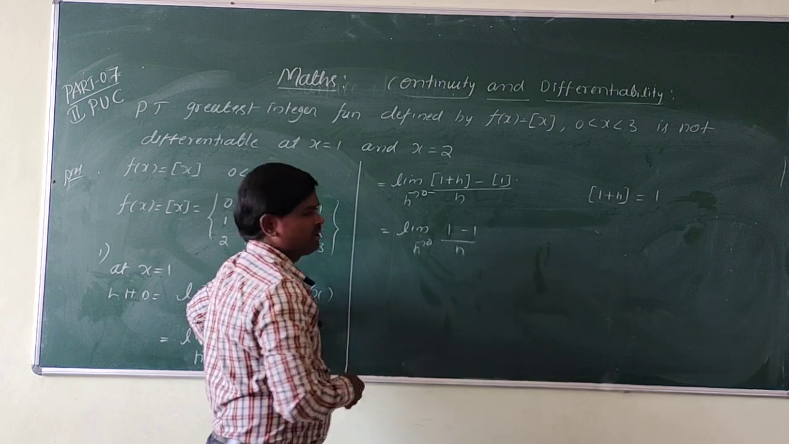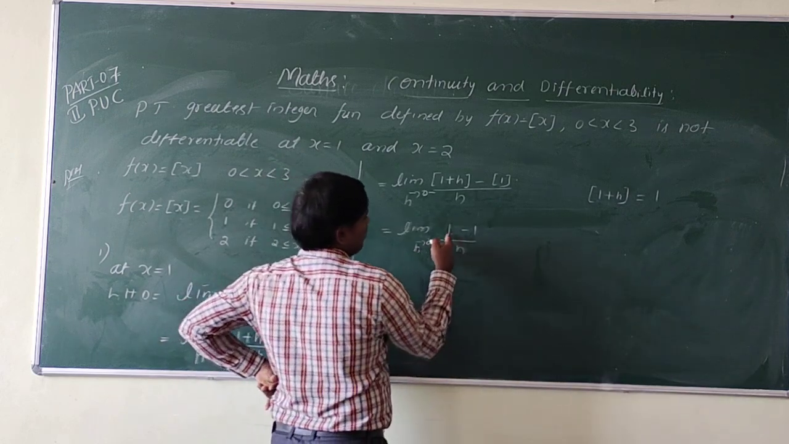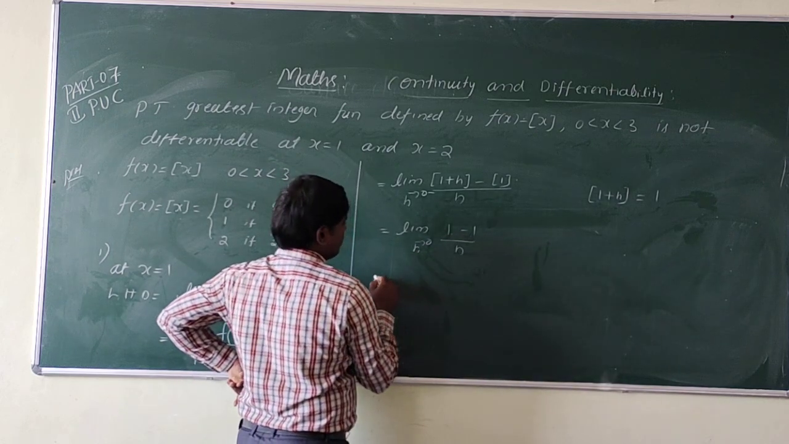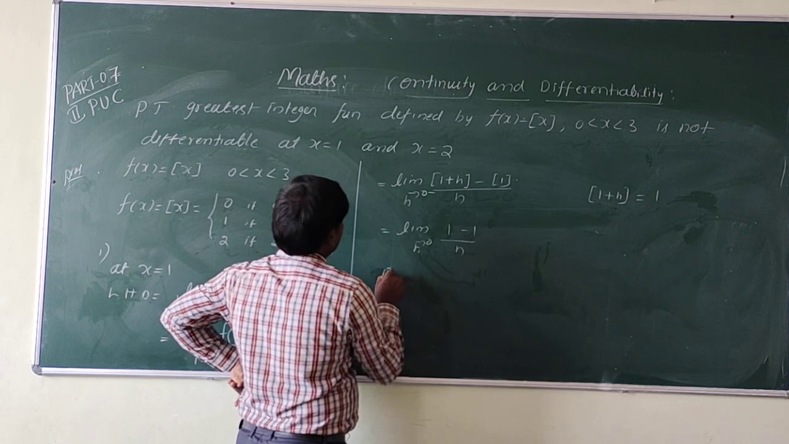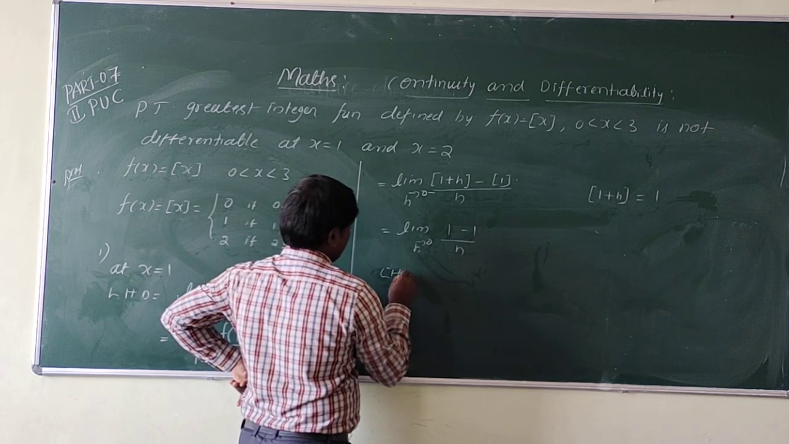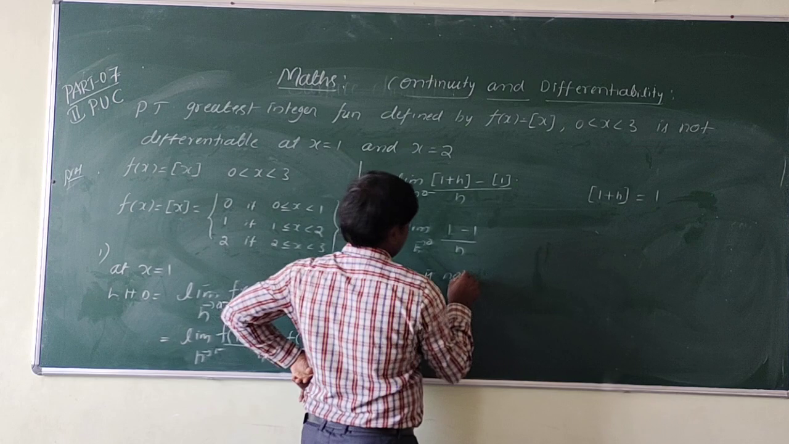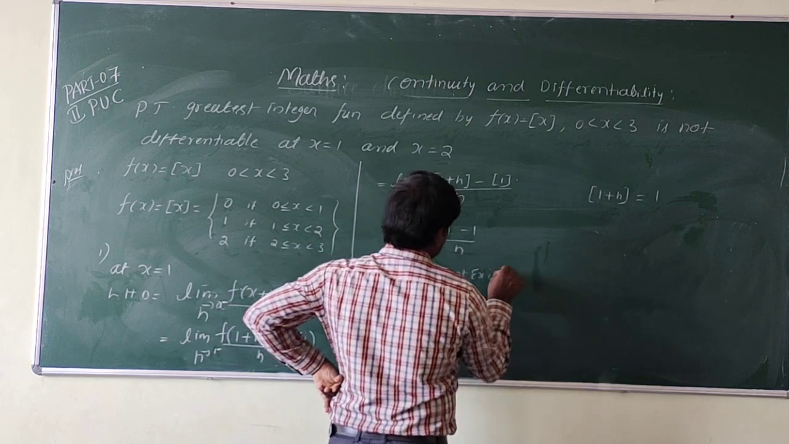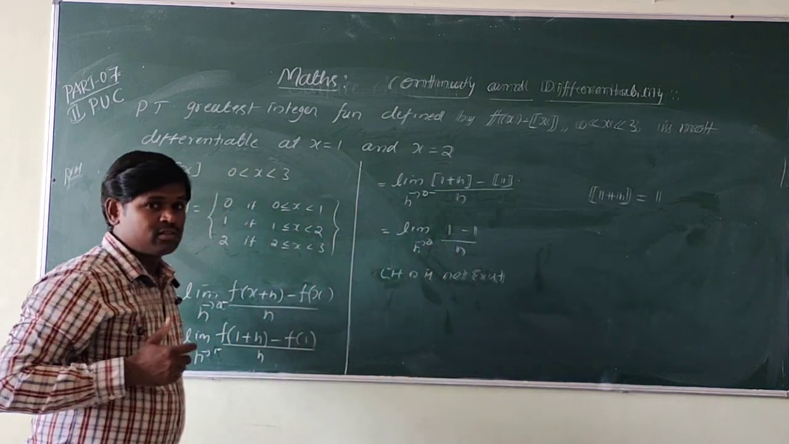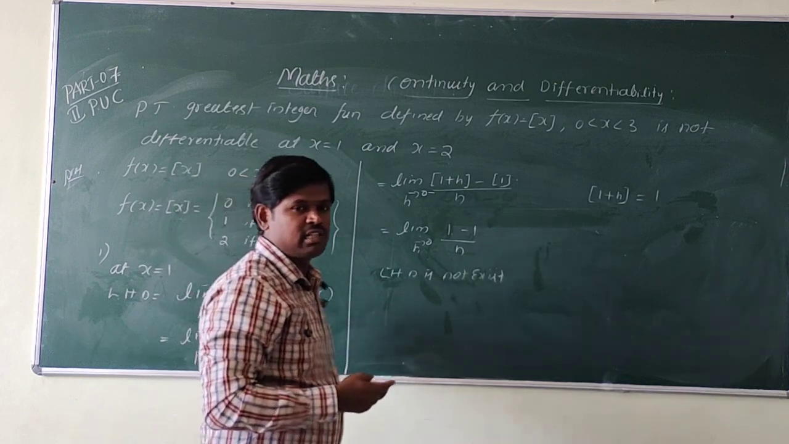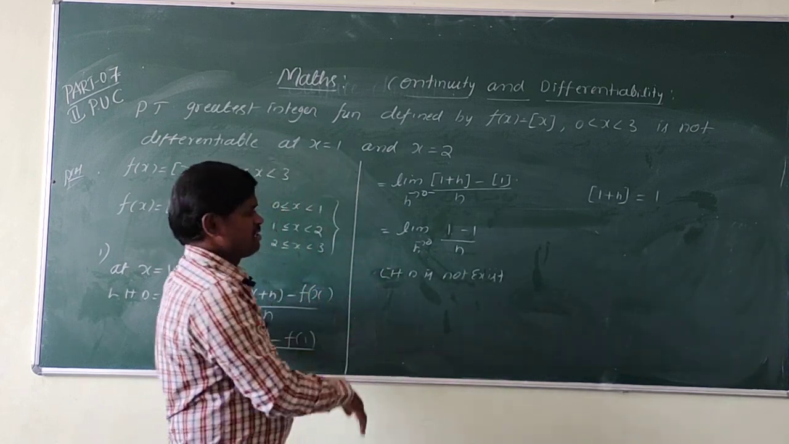1 minus 0 is equal to infinity. Okay. 1 minus 0 is equal to infinity. So therefore the limit, the left hand derivative, does not exist. Left hand derivative does not exist. So by itself we have come to the conclusion that it is not differentiable at x equal to 1.